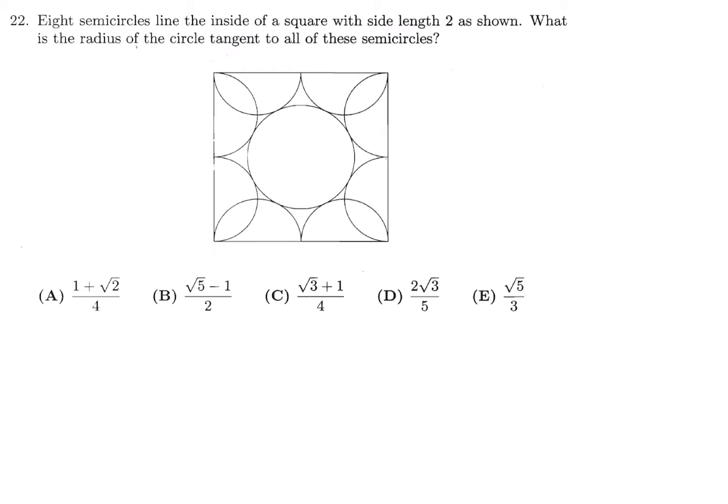Eight semicircles line the inside of a square with side length 2 as shown. What is the radius of the circle tangent to all of these semicircles? There's a short way and a long way. Of course, I will show you the short way since that is recommended.